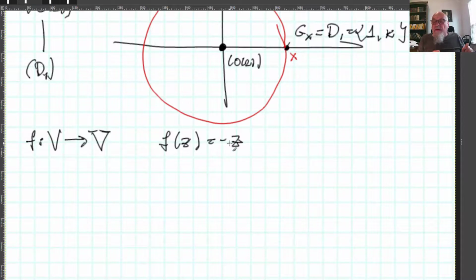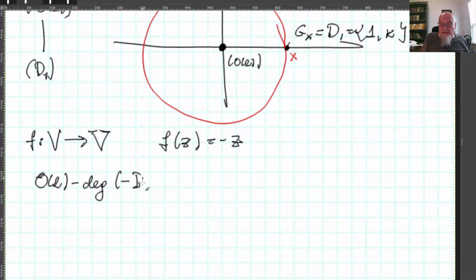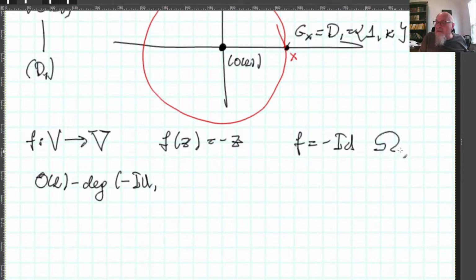So let's compute this one. What is the degree of it? So we want to compute what is the O(2) degree of this map f, which is minus identity. So f, write it simply as minus identity, and omega is just equal to the unit ball in V.